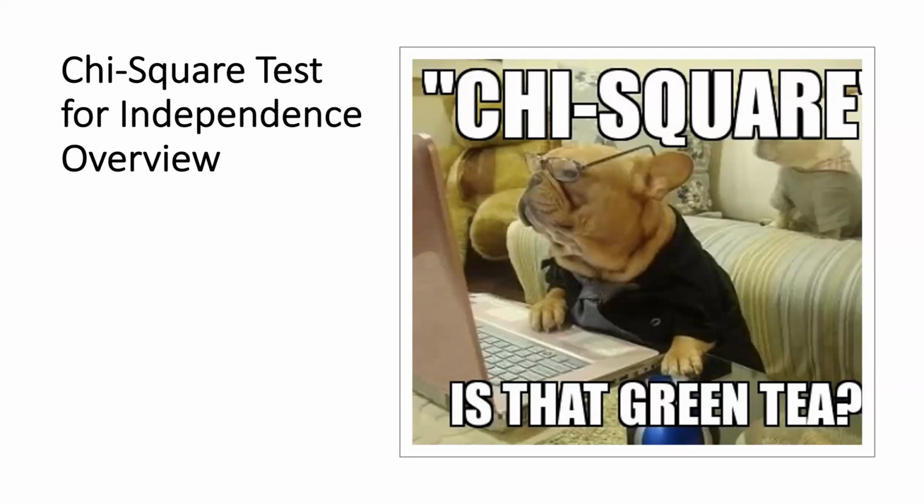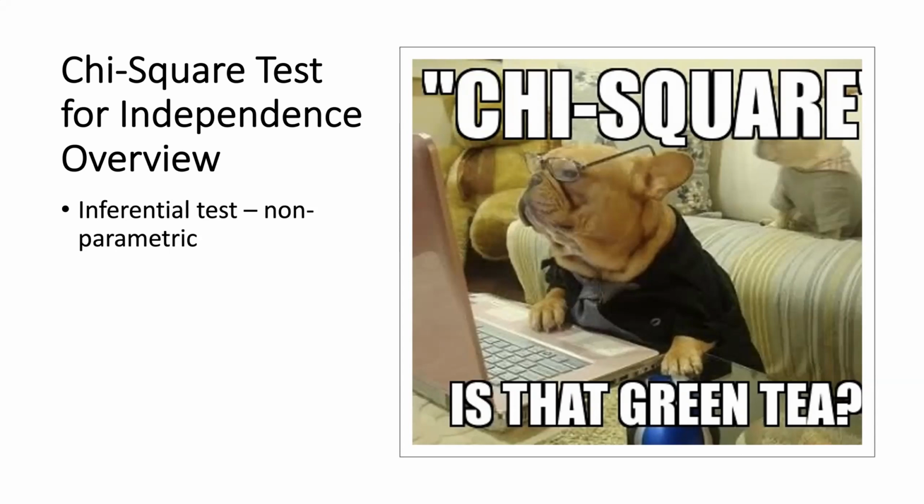We're talking about chi-squared test for independence, and I'm going to overview what the test is used for and then demonstrate this in SPSS. I'm going to use the point and click menus, and then I'm going to talk about the syntax. So first of all, inferential test refers to the idea that we're going to make an inference about a population based on a sample, a collection of sample data.